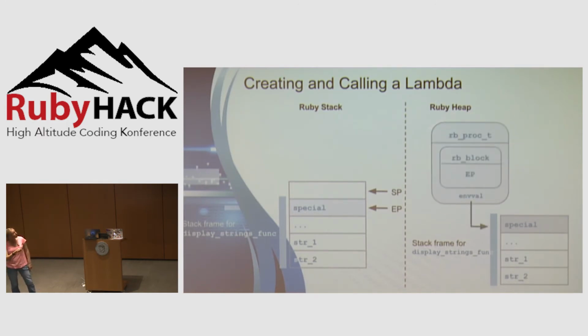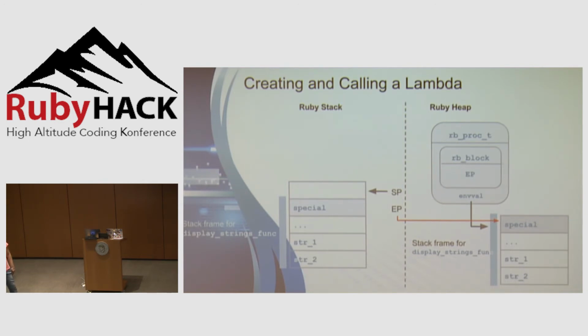So here's the lambda on the heap. It's got its block property inside it. You'll see its enval property is actually set to point to this copy of the stack frame on the heap. And once all of this is done, this is quite interesting, what Ruby does now is it resets the current environment pointer to point to this copy of the stack frame on the heap. Now, this is quite an interesting situation because usually this environment pointer points to a location on the stack, but now it's pointing to a location on the heap.